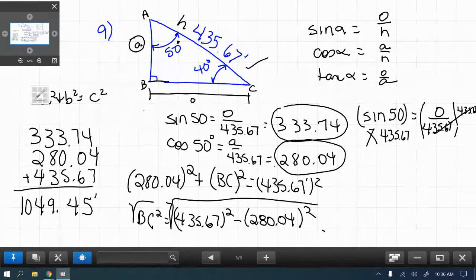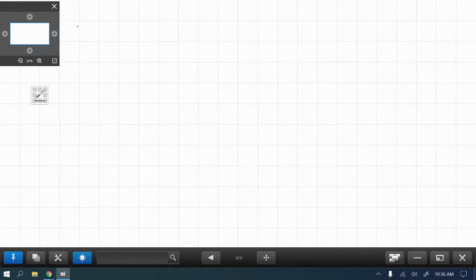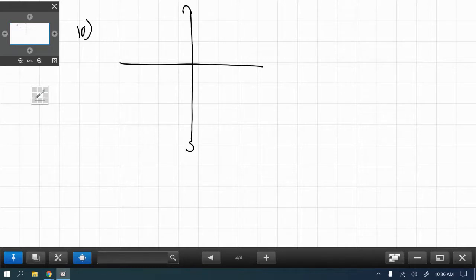Ready for 10? 10 was a trick question. Hey, I thought you cleared that. So I'm going to write north, south, east, west. It had a bearing, north 50 degrees east. That does not look like a 50. I need to slow down on my drawing.